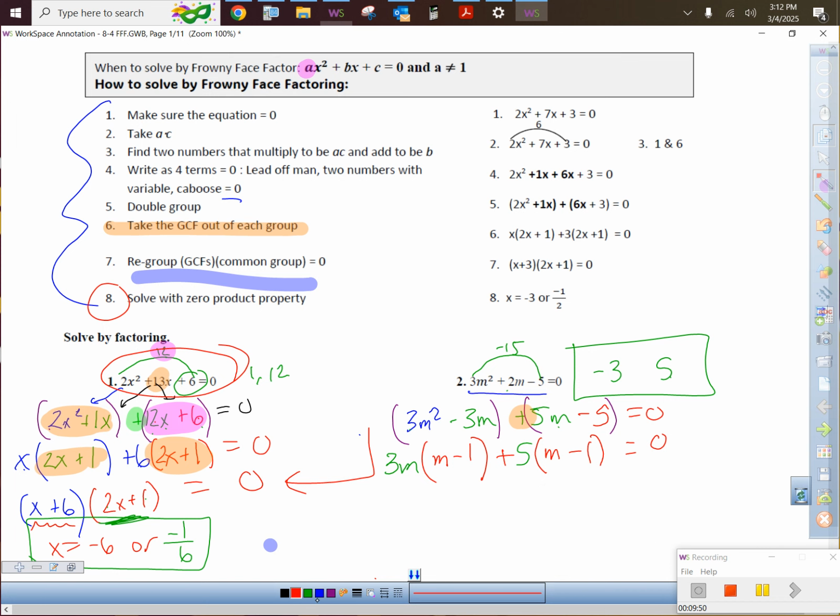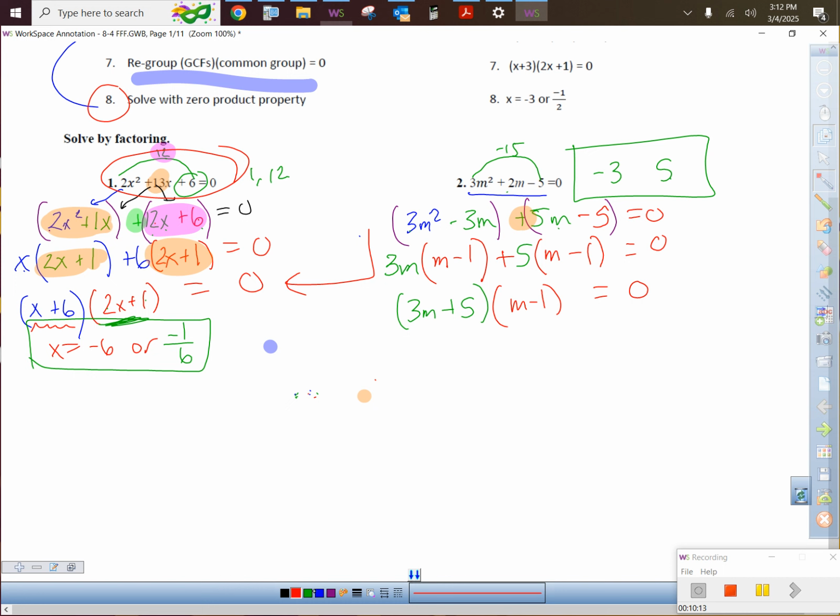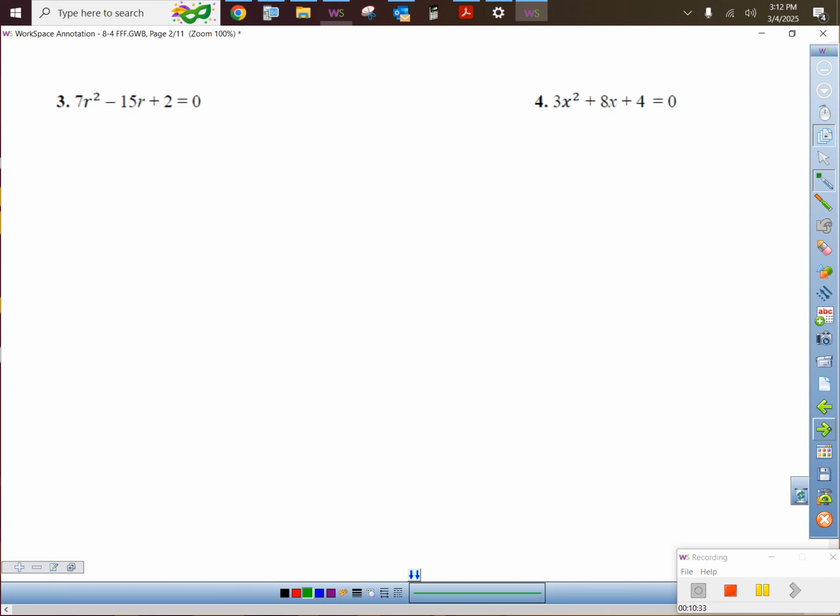Then the next move is to regroup them. The GCFs become a group of their own, so those are my green guys right here, 3M plus 5, and then the common group comes down for the ride, and that would equal 0 in that case. And then we could solve with the zero product property. M could equal opposite of this guy over that guy, negative 5/3, or 1. So weird, so crazy. 8 steps. It's not really like 8 lines of information, but there's 8 little things we got to go through. Let's get better at it by doing another one.